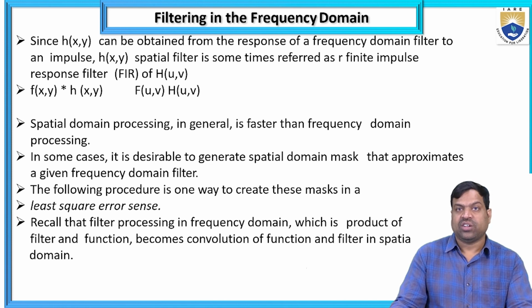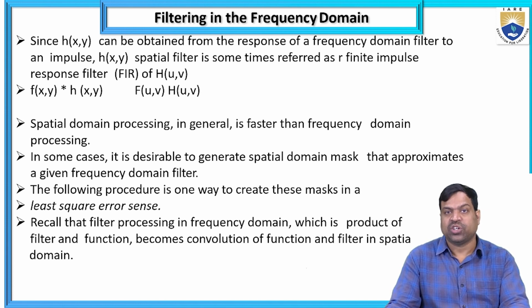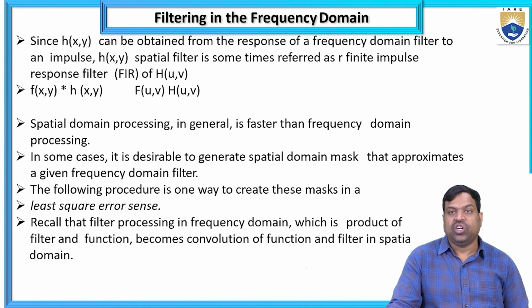h of x comma y, the output function, we are obtaining from the response of the frequency domain filter. So f of x comma y into h of x comma y. Here h of x comma y is the transformation function I am taking. Spatial domain filtering is generally faster than frequency domain. So in some cases it is desirable to generate a spatial domain mask that approximates a given frequency domain filter.